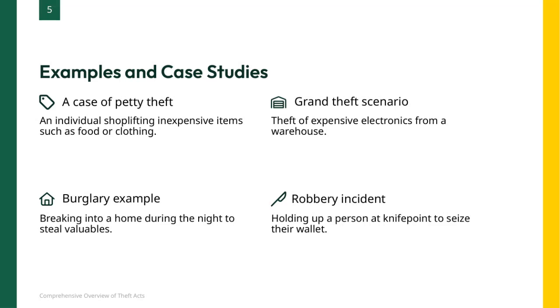Let's look at some examples and case studies to understand different types of theft and their characteristics. First, there's a case of petty theft, which involves shoplifting inexpensive items like food or clothing. These are often opportunistic crimes and might not involve planning. Moving on, grand theft refers to the stealing of high-value items, such as expensive electronics from a warehouse, usually requiring more preparation and carrying heavier penalties.